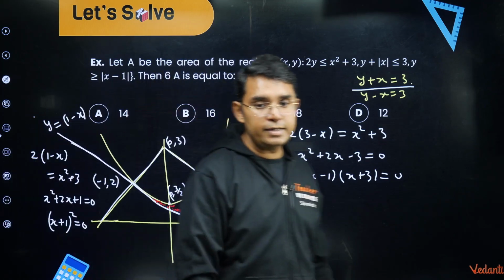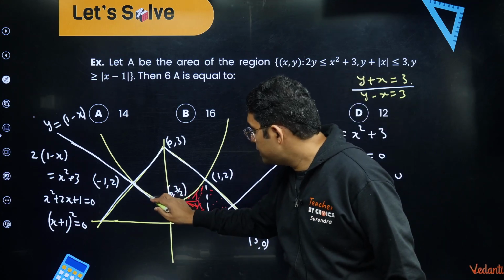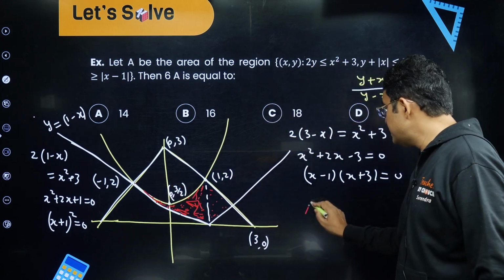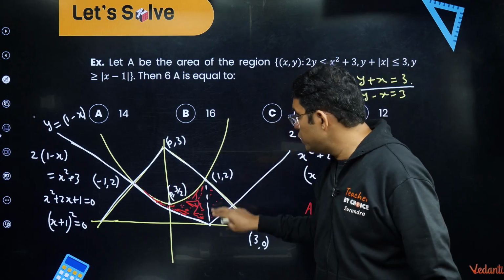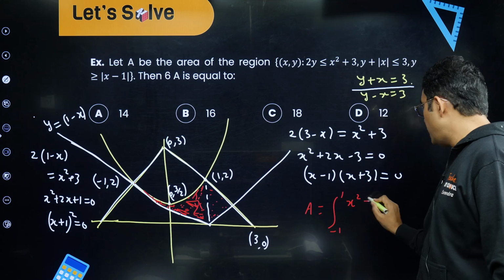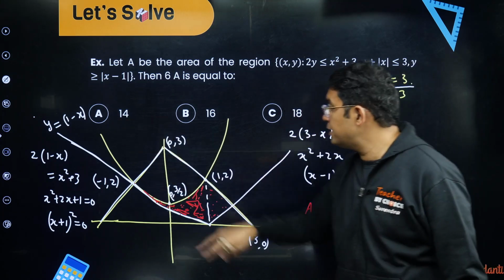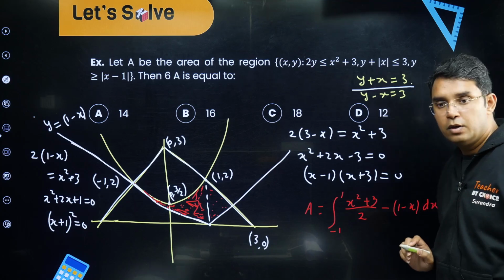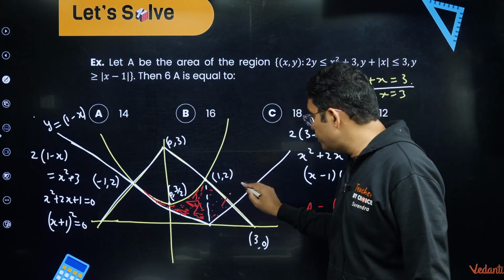Okay, now how to find this area? I think it is very easy to see that from this point, this will go till -1. So -1 to 1. To find this area, I can do the integration from -1 to 1, where the above function is the parabola, which is (x² + 3)/2, and the below function is 1 - x, dx.